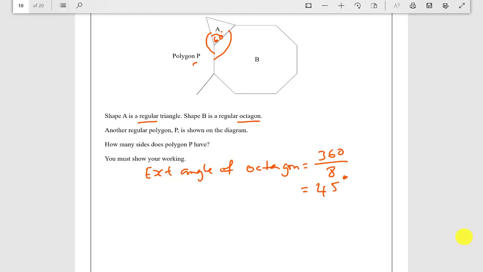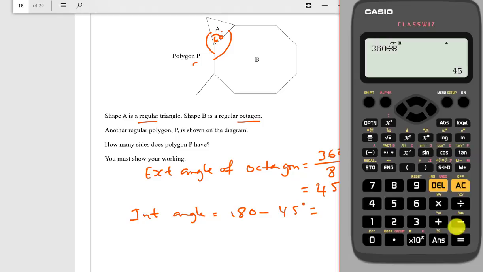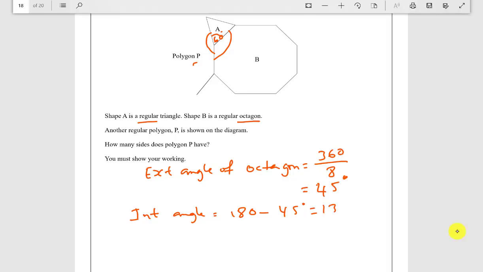Now, the exterior angle is 45 degrees. To find the interior angle of the octagon, what we need to do is take away from 180. So interior angle is going to be 180 take away 45 degrees, and that will give us an answer of 135 degrees. So this angle here is 135 degrees.